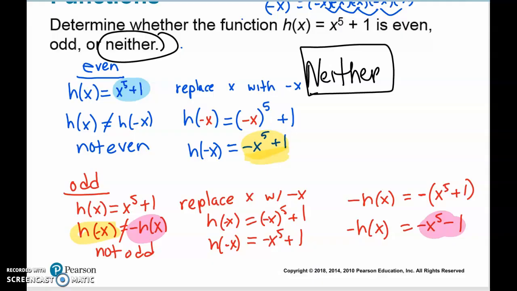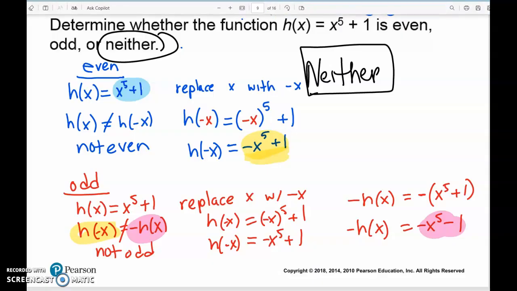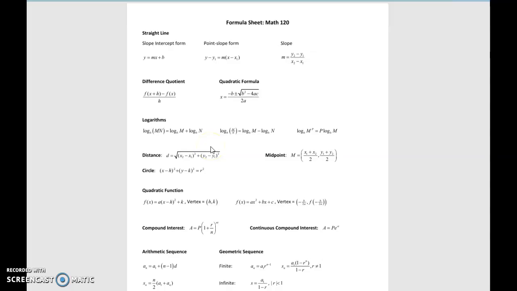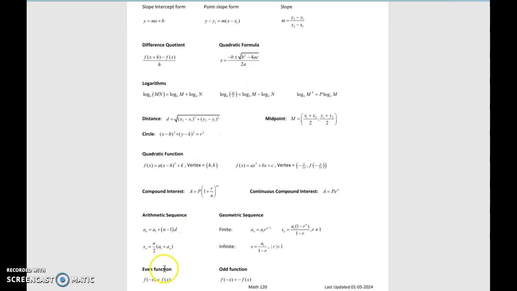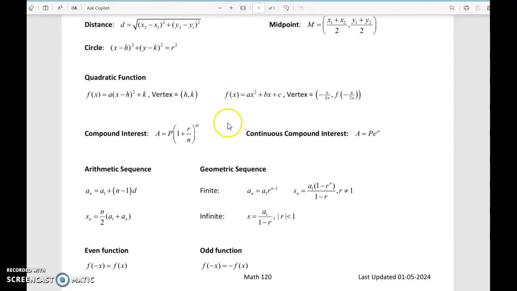Now, if it says to find it algebraically, then you'd want to show it with the algebra. I also want to point out that this formula sheet that I'm showing you is available in D2L under content. This is a formula sheet that you can use on all exams.